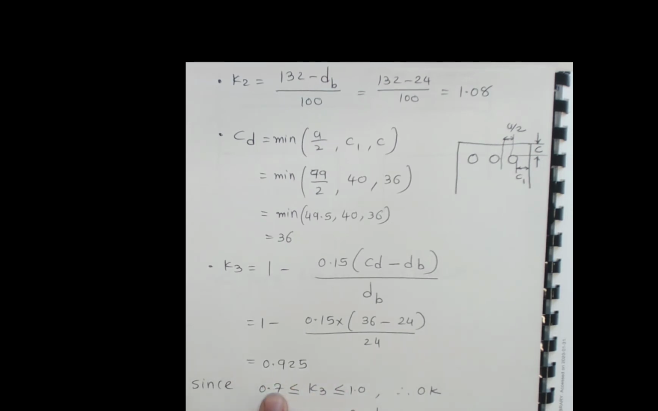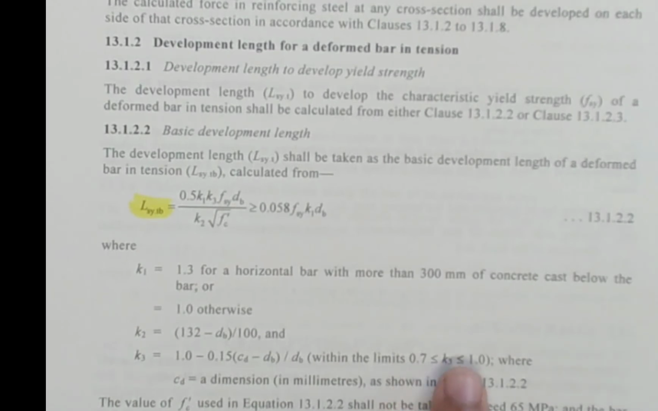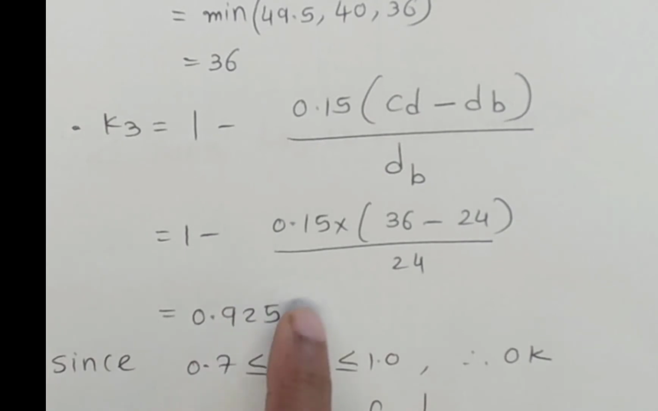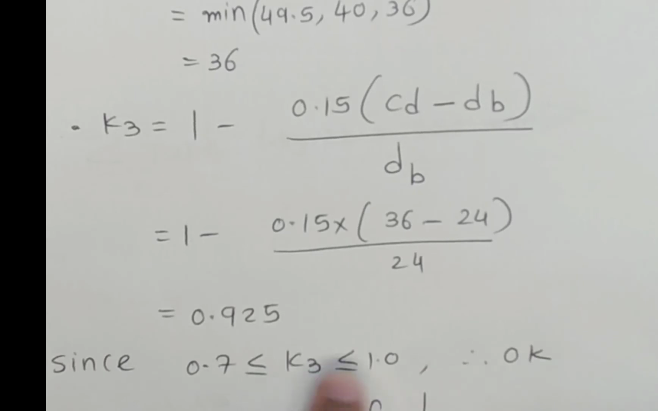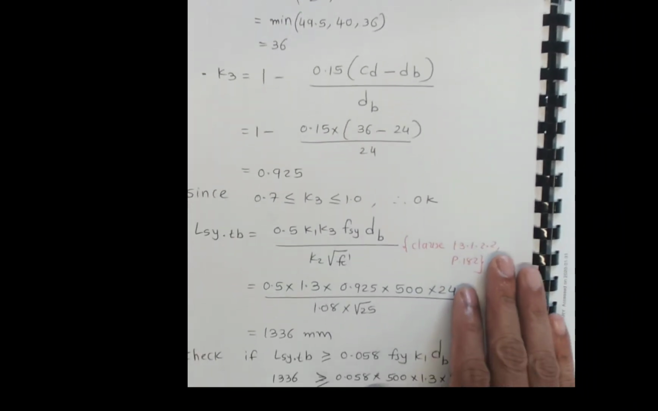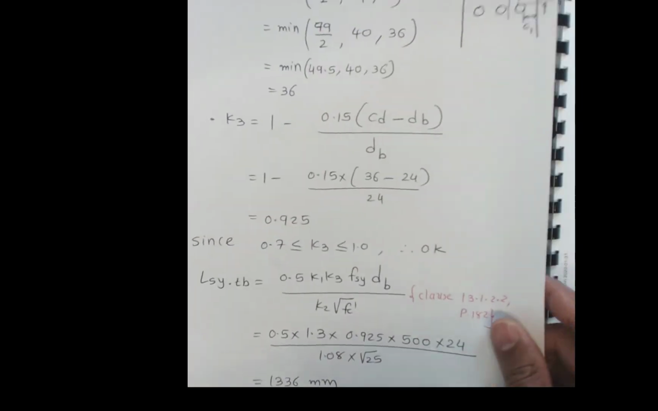Now for K3 we need to check one condition. It should not be less than 0.7 and not more than 1. This is written here, within the limit of 0.7 and 1. What does it mean? If this calculation comes, let's say 0.6, we need to take 0.7. If it gives us 1.1, we need to take 1. So it should be in the range of 0.7 to 1, but we have 0.925, so that falls within this range, so that is okay.